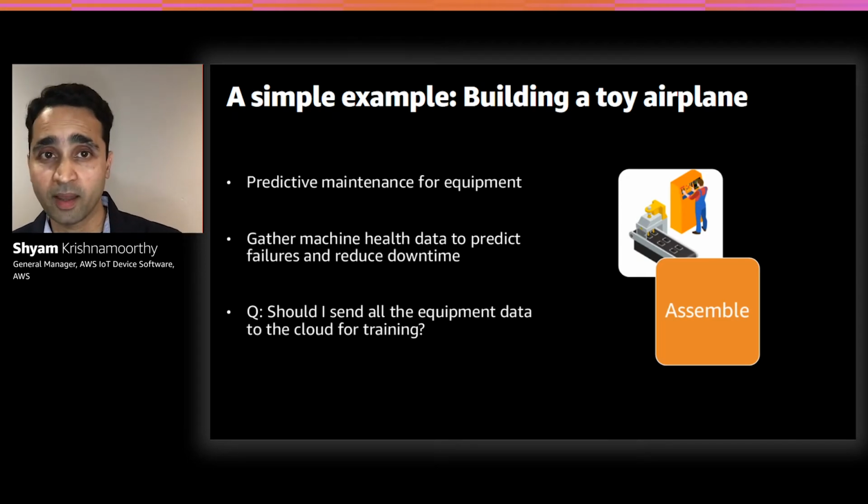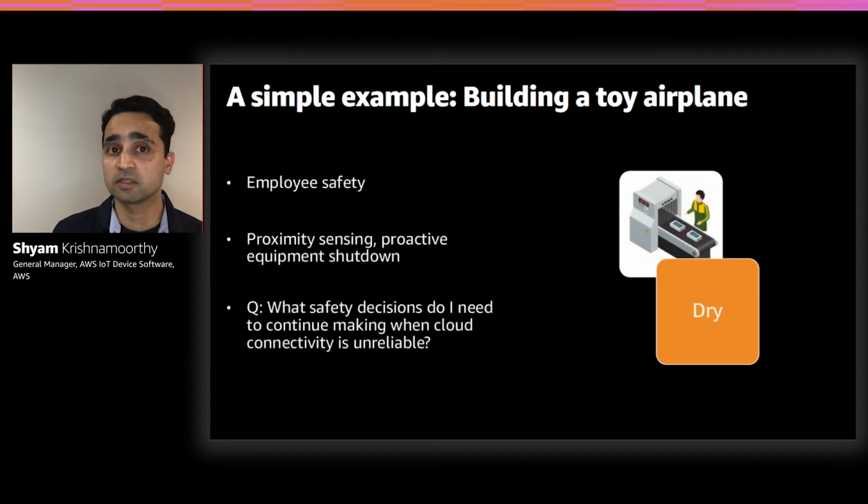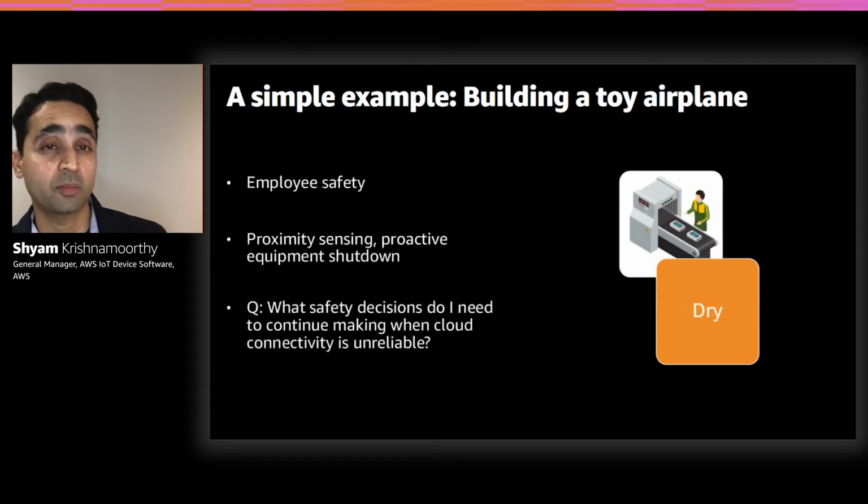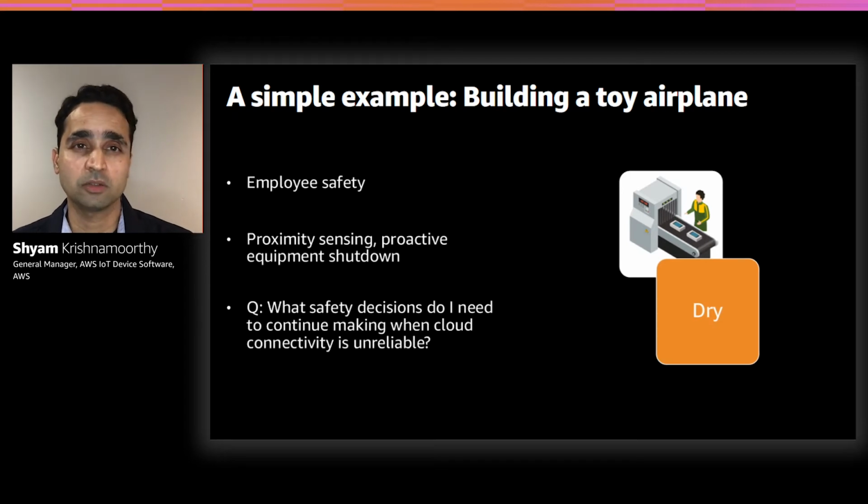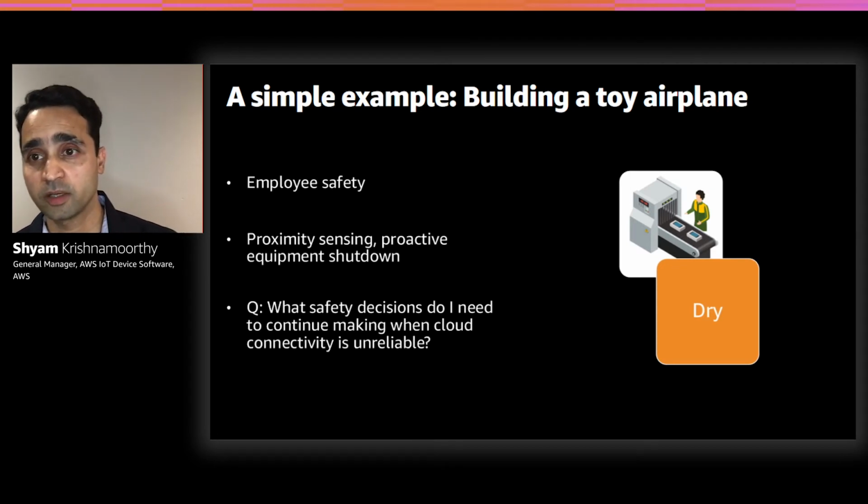What bandwidth do I have, and what are my cost savings depending on how I distribute that workload? Think about the drying station. Maybe there's a lot of heat coming out, and employees need to keep at least a 2-foot distance from the key parts of that device. Can I use industrial IoT techniques to improve employee safety?